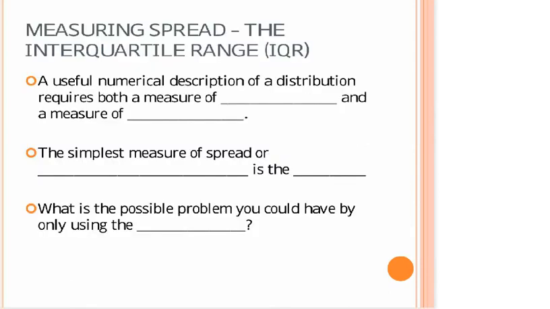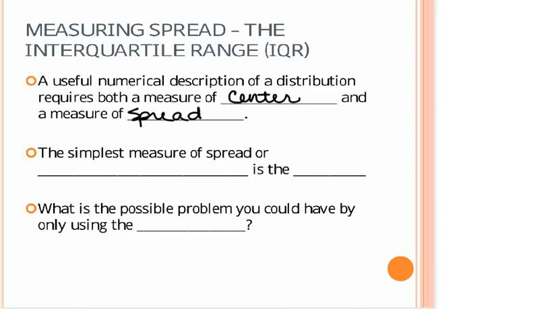All right, next topic, measuring spread. Now we're going to use the interquartile range, or IQR. Some of you have already learned this. I hope so. So this should be pretty quick and easy. A useful numerical description of a distribution requires both a measure of center and a measure of spread. We want to know all about the center and the spread. Today we're going to learn the interquartile range, which is a measure of spread. And in our next lesson, the second half of this video, we'll learn about another measure of spread called the standard deviation. So much fun, lots of math.